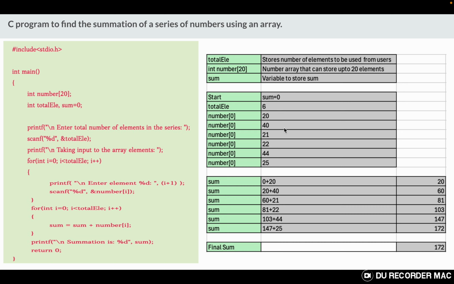So in this case, these were the inputs that the user has given, and then we got the output as 172. So I think this part is clear, and we will meet in the next video.